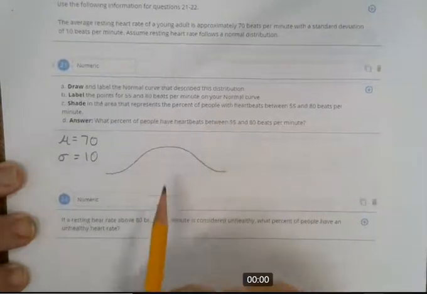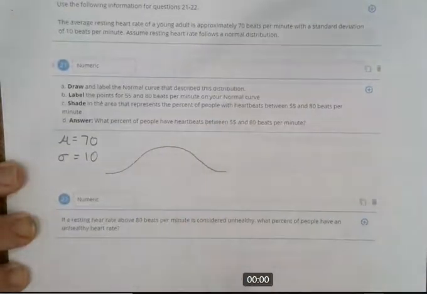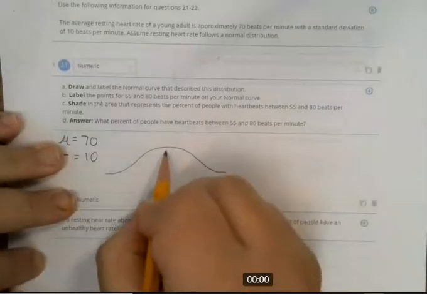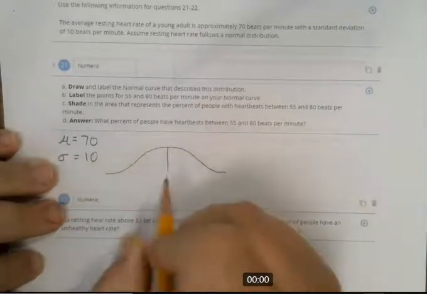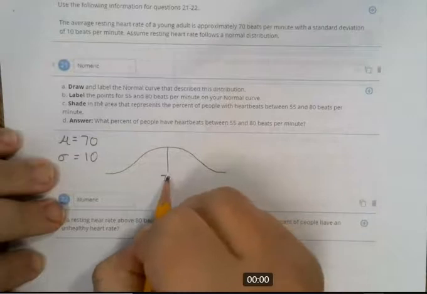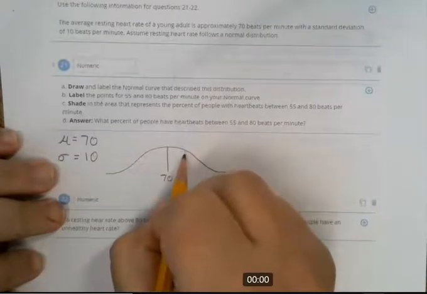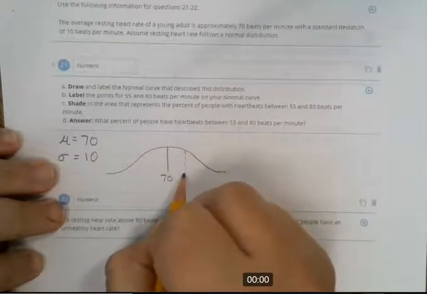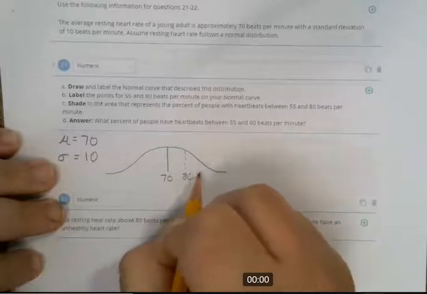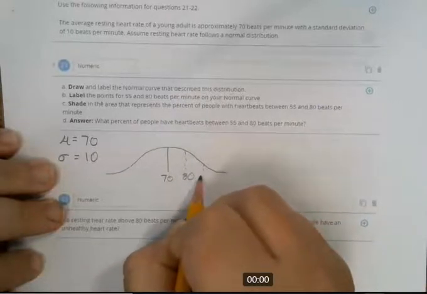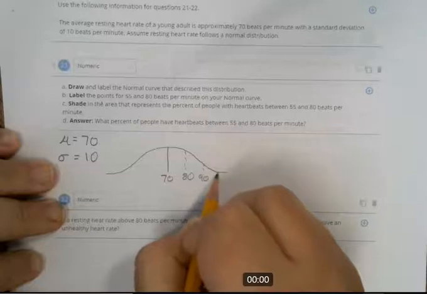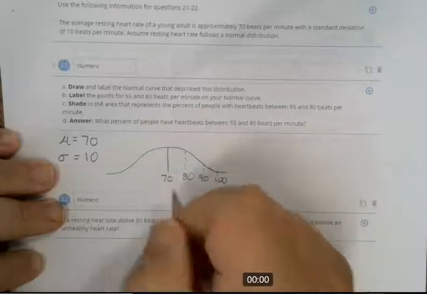And you don't have to draw a really big sketch. Just be sure there's enough space so you can write your numbers. And so the mean is 70. So one standard deviation is going to be 70 plus 10, which is 80. Two standard deviations is 90. And 3 is 100.